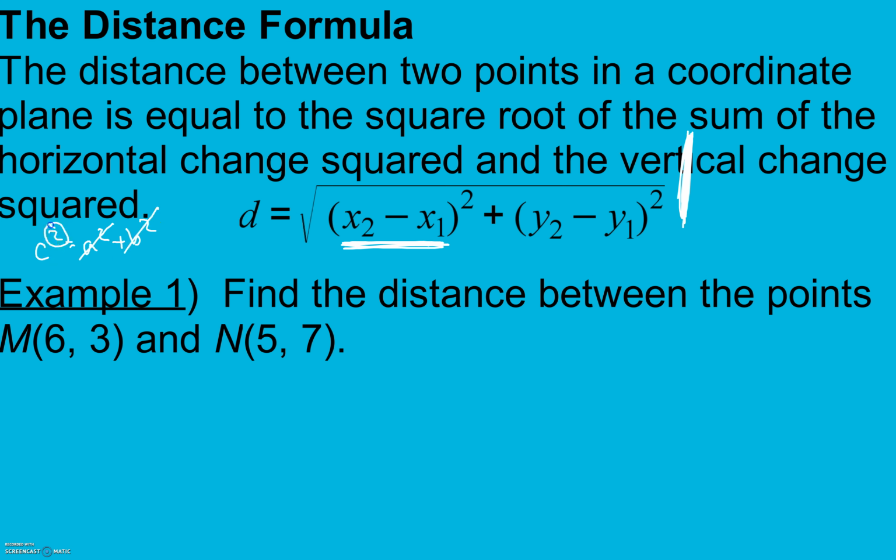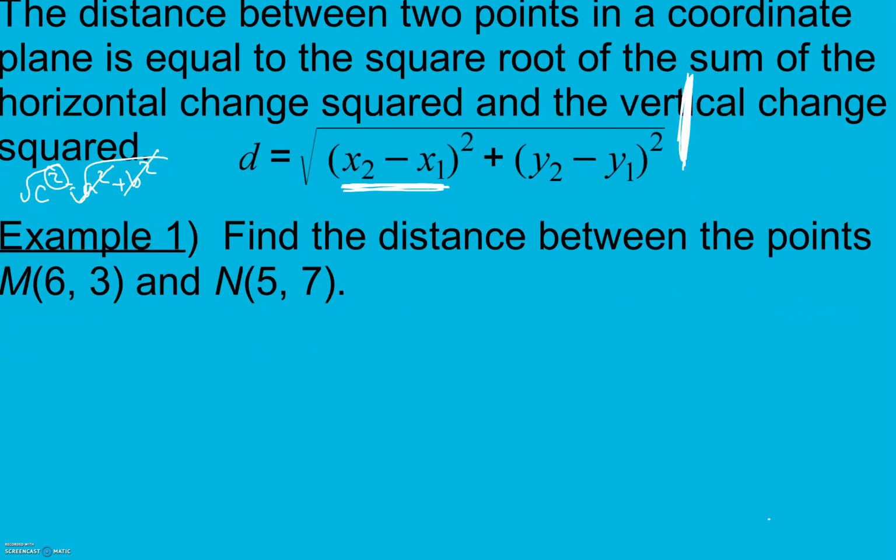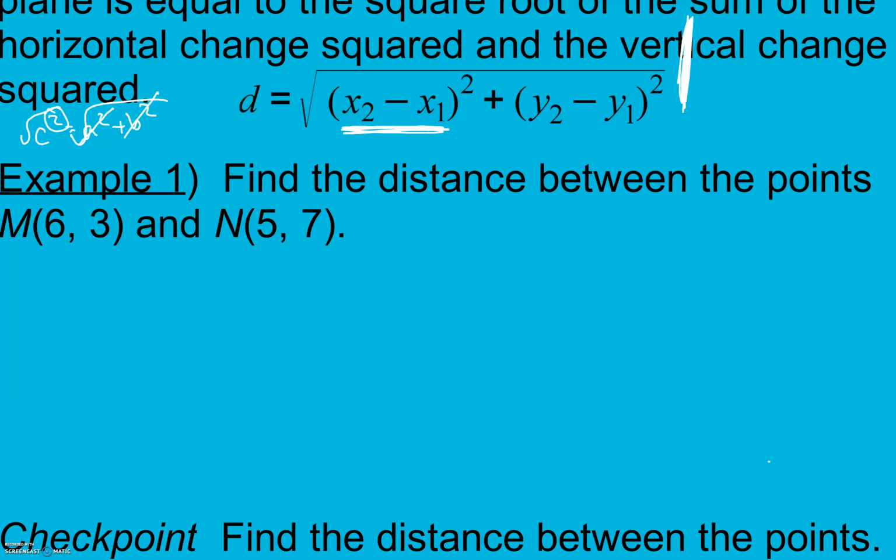And then don't forget to get rid of our square. We have to take the square root of both sides. So this is really just like c equals the square root of a squared plus b squared. It just looks a little bit different here, again, because we have ordered pairs, so it lets us plug in those points. So in example 1 here, we're going to find the distance between our 2 points.